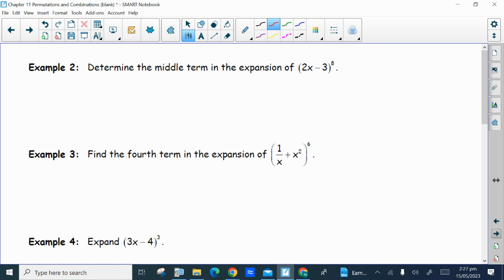Is she right, Miriam? The number of terms is always one more than n. So there's 9 terms. So which term will be the middle term, Miriam? Yes, the 5th one would be the middle term.